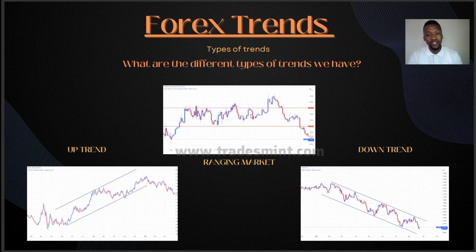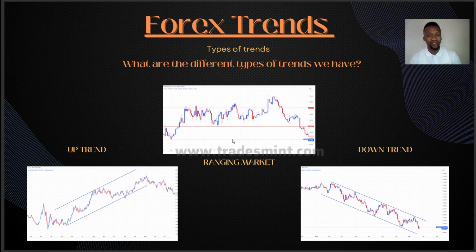And then we have the ranging market over here. Basically a ranging market is when the market is consolidating, meaning that it is buying and selling. It is trapped in one channel, which we call a consolidation channel. So in scenarios like these, you'd wait for the market to either break the high or break the low. If it breaks the high, be looking for buys. If it breaks the low, we're looking for sells.